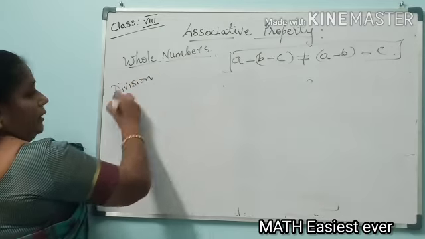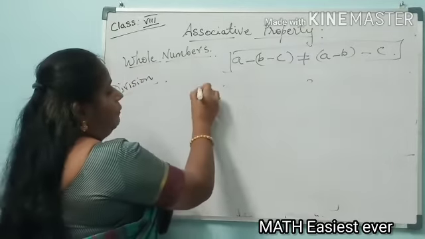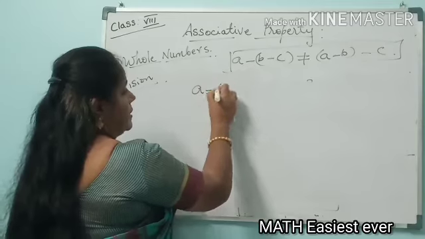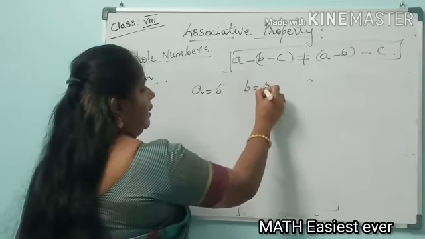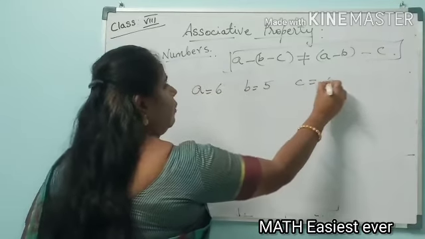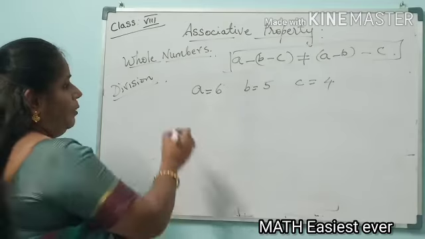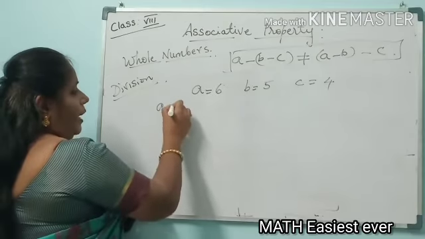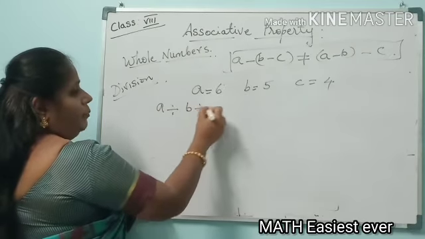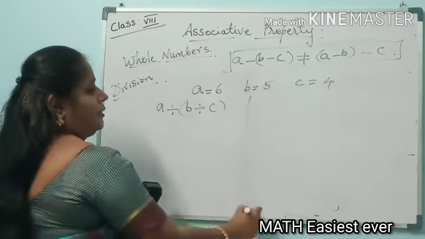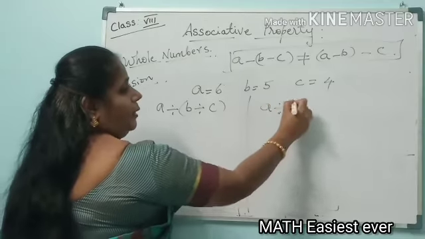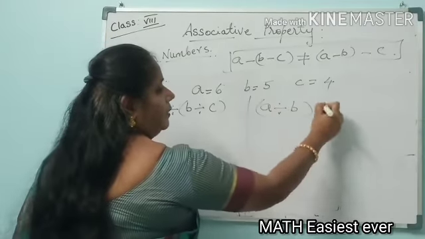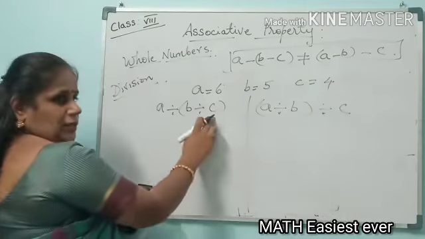Next is division. Under division, we'll take any whole numbers: A as 6, B as 5 and C as 4. Now we'll do division: (A divided by B) divided by C, and on the other side, A divided by (B divided by C). You have to group the two in such a way.